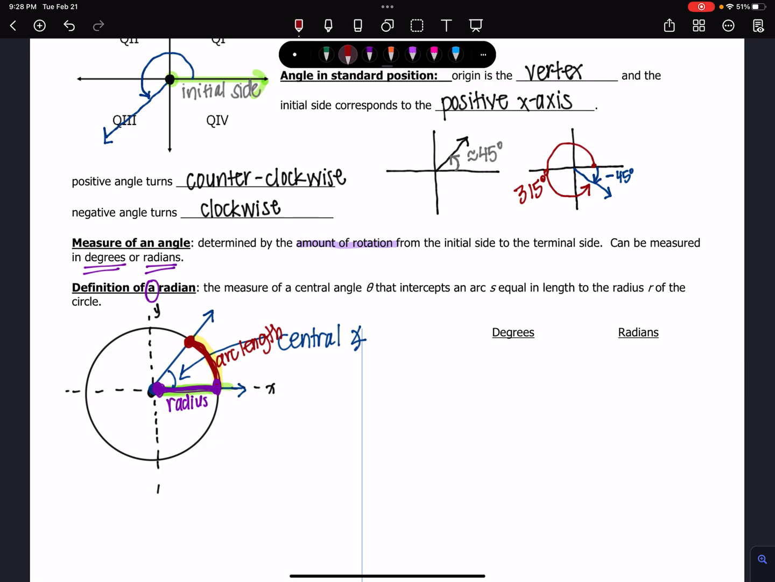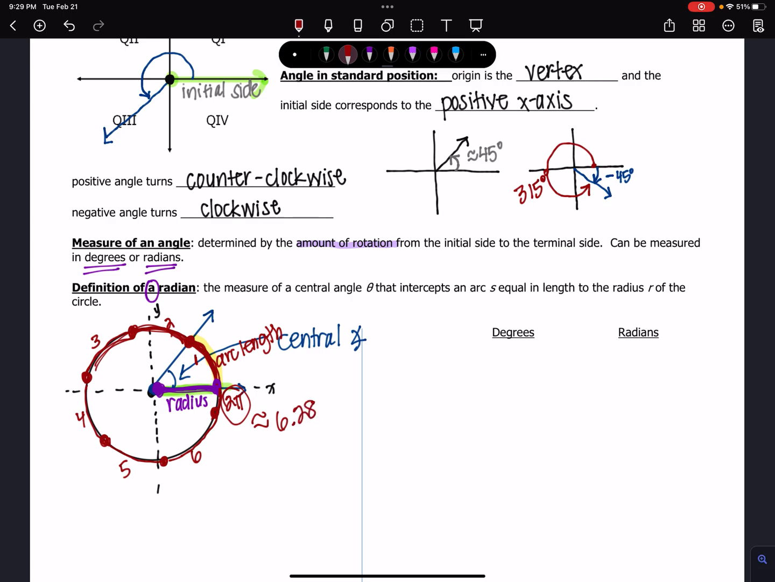So watch. Here's another one, right? I can just eyeball this. Here's another one, and then another one, and another, and another. So that would be 1, 2, 3, 4, 5, 6. And actually, if we go all the way around, we would have 2 pi. And what is 2 pi? 2 pi is approximately 6.28.